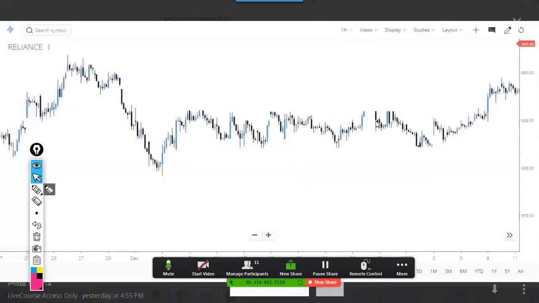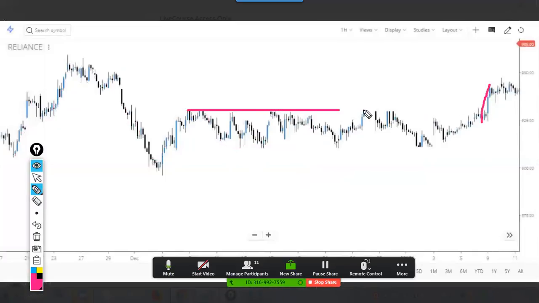So this is how you're supposed to read it: here we have a flat market structure, here we have a bigger flat market structure. We don't have any trend at all. And here, once it breaks out and goes above, then yes, we are building up something. And you can see the formations in its back as well.